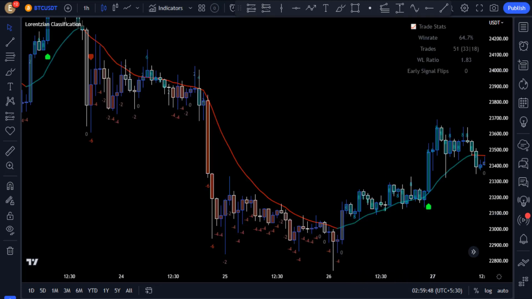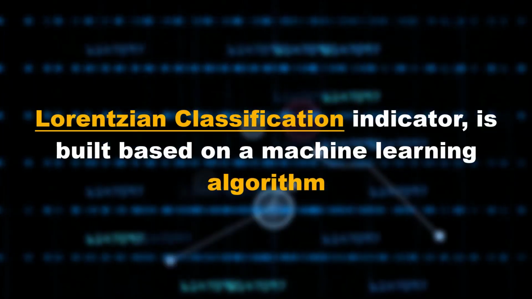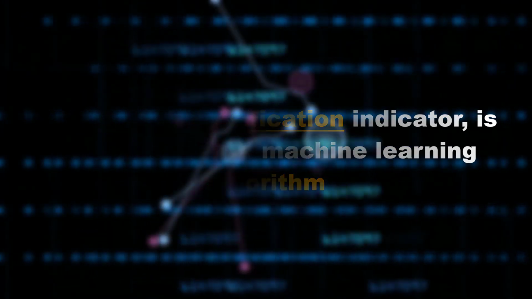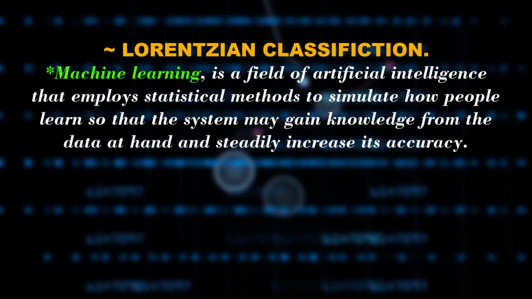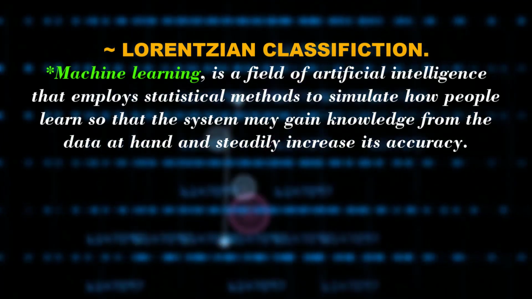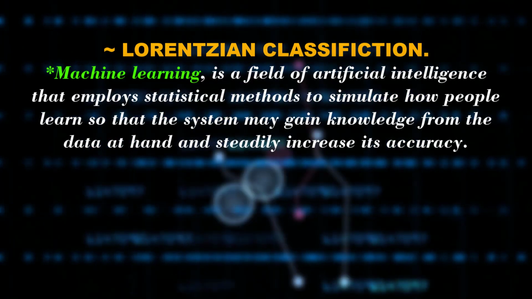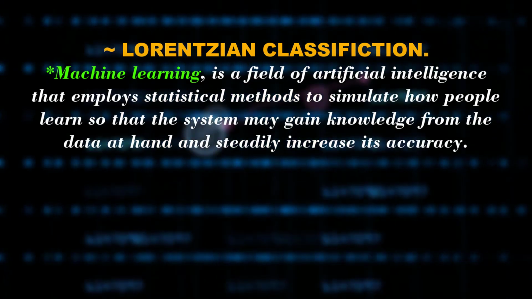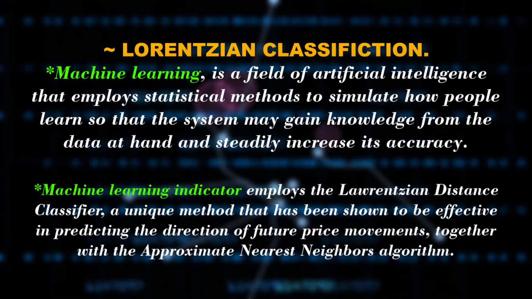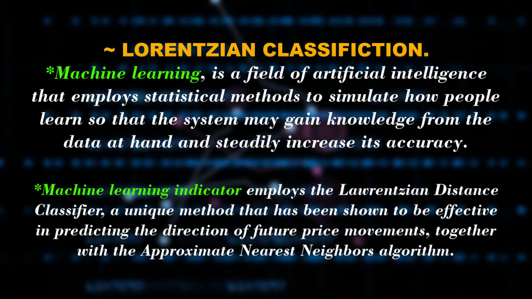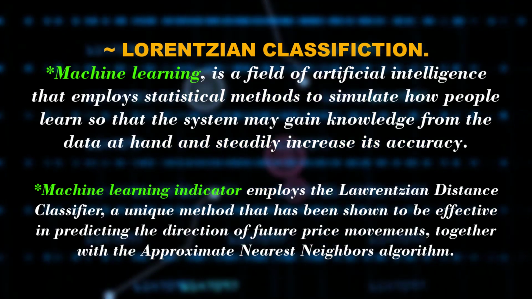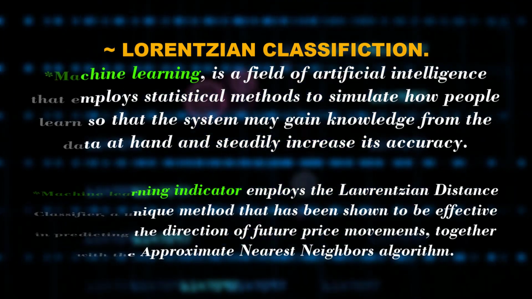Now that we have added the indicator to our chart, let's explain the indicator. Just like the name of the indicator, it's built based on a machine learning algorithm. If you are unfamiliar with machine learning, it is a field of artificial intelligence that employs statistical methods to simulate how people learn, so the system may gain knowledge from the data at hand and steadily increase its accuracy. This indicator employs the Lorentzian distance classifier, a unique method that has been shown to be effective in predicting the direction of future price movements, together with the approximate nearest neighbors algorithm.